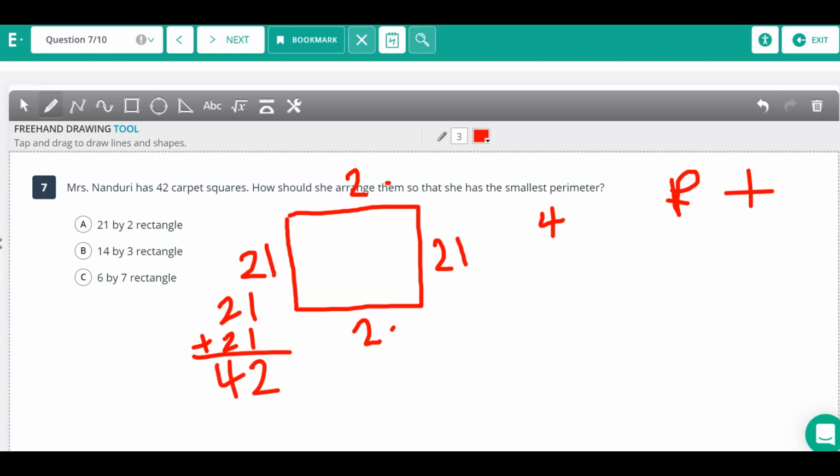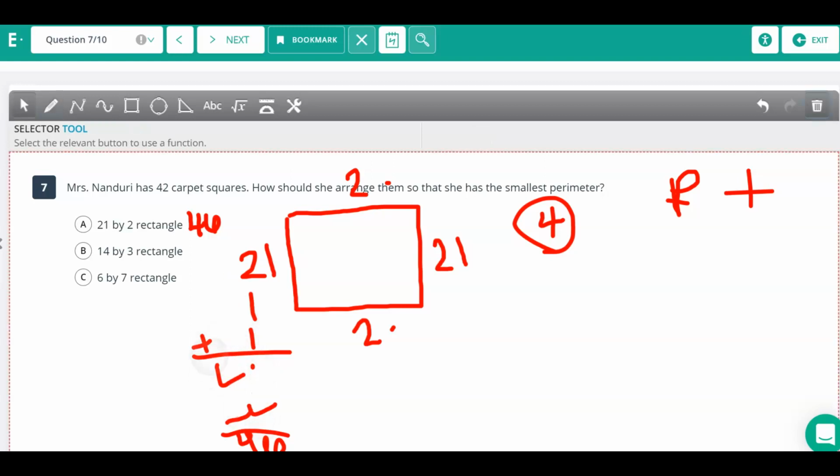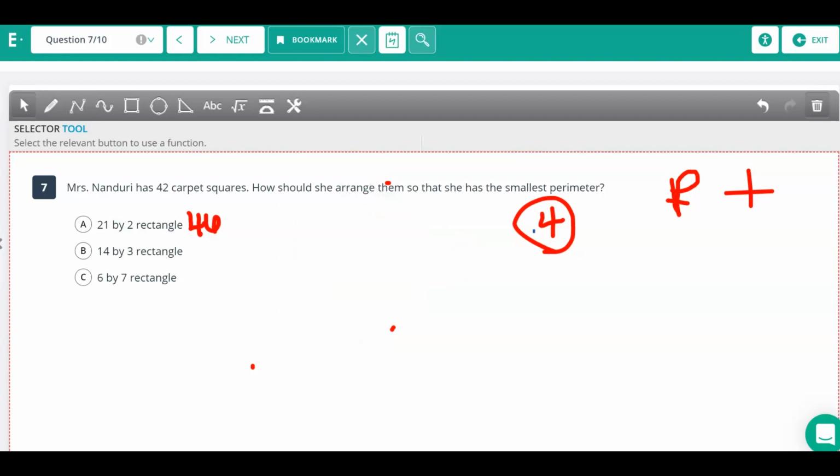Go ahead and write that out. And then I'll add my 4 more from my other sides. So I'll get 46. And I'll write that right here so I can remember. The perimeter would be 46 squares, or lengths, I guess, lengths of the carpet. Click on the trash can and tap all of those out. All right, let's try the next one to see if that has a smaller perimeter.